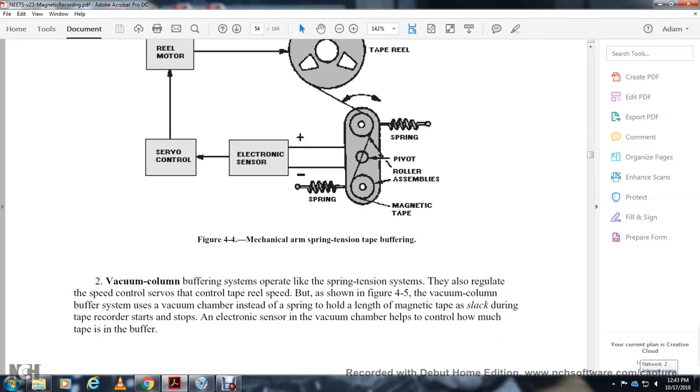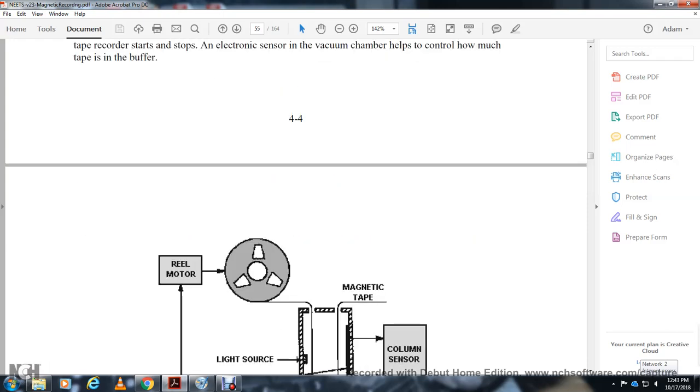A vacuum column buffering system operates like a spring tension system, although it regulates the speed control servo with the control of the tape reel speed. Shown in figure 4-5, the vacuum column buffer system uses a vacuum chamber, instead of a spring, to hold the length of magnetic tape that is slack during the tape recorder's start and stop. The electronics in the vacuum chamber help control how much tape is in the buffer.